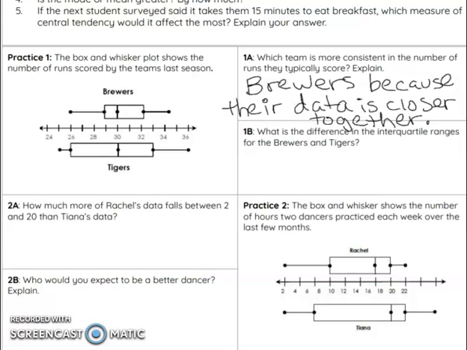1B, what is the difference in the interquartile ranges for the Brewers and the Tigers? So remember the interquartile range is going to be from one side of the box to the other. So for the Brewers, that would be 32 minus 29, which would be 3. And then for the Tigers, we got 26 and 33. So 33 minus 26 would be 7. So 7 minus 2 equals 5. So the interquartile range between the two has a difference of 5.